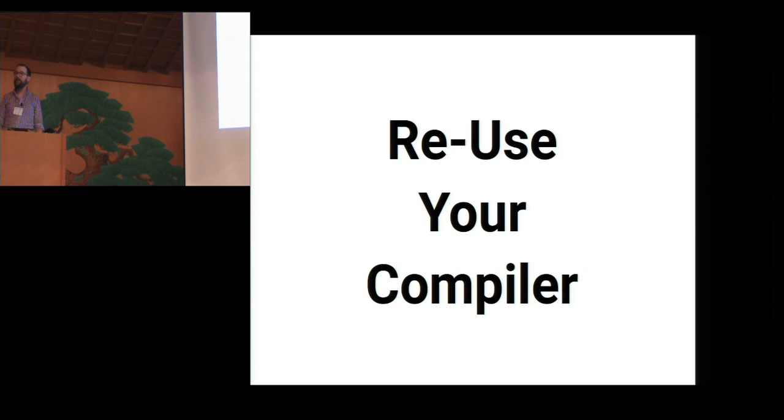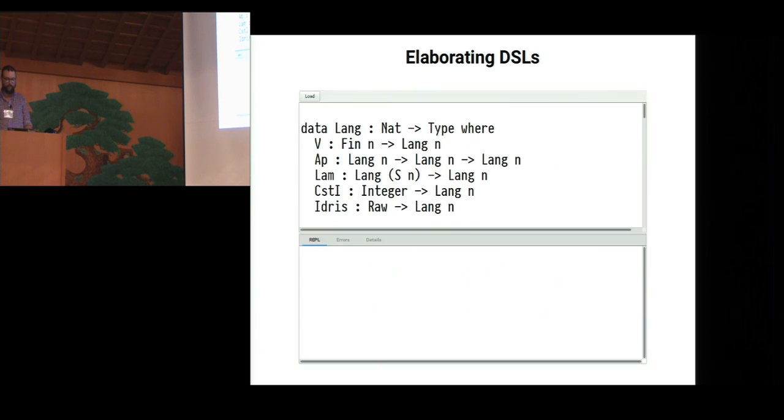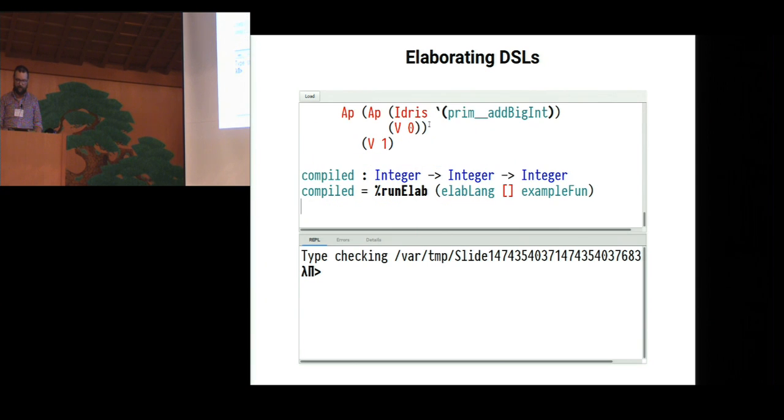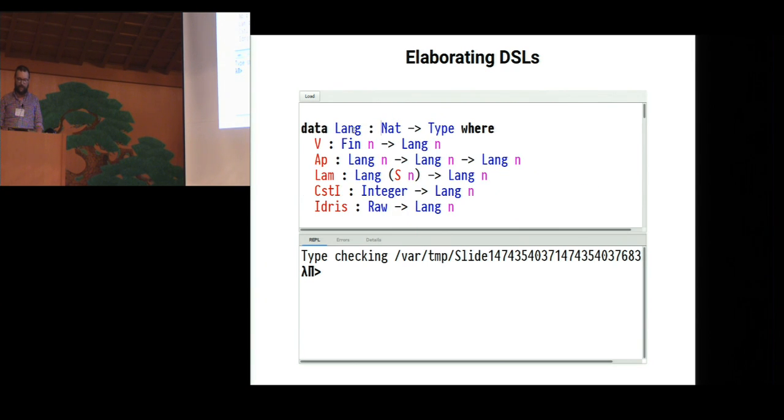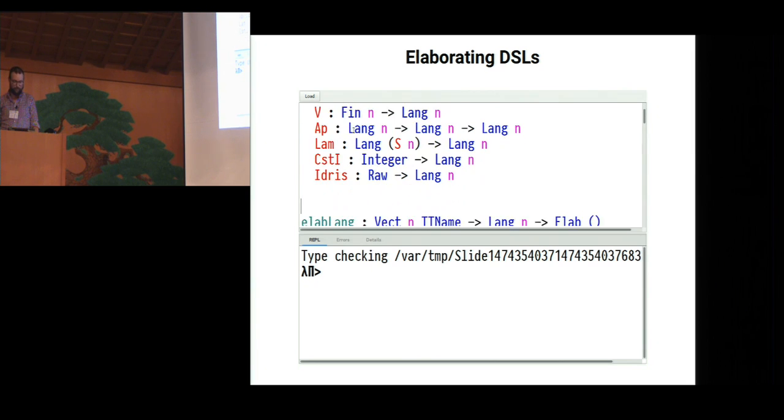Another thing we may want to do is actually reuse the facilities of our compiler to compile our own languages or to elaborate our own languages. So here's a very simple skeleton of what could be an embedded language. And its type tracks the number of free variables in the term. So the V constructor should be the De Bruijn index that's bounded by the number of free variables. Application doesn't change the number. Lambda gives us one more variable. And then we have constant integers and also embedded quoted Idris terms, which means that we can add any primitive we want to our language without having to tweak this data type or any of its interpretations.